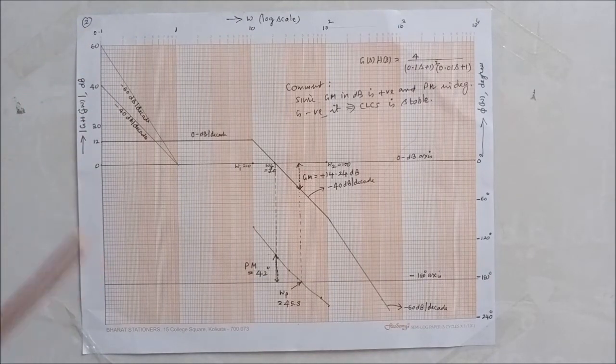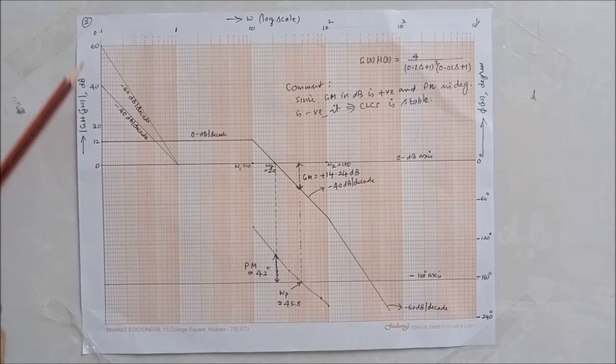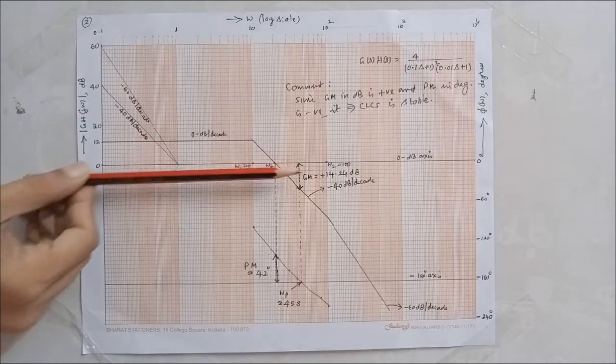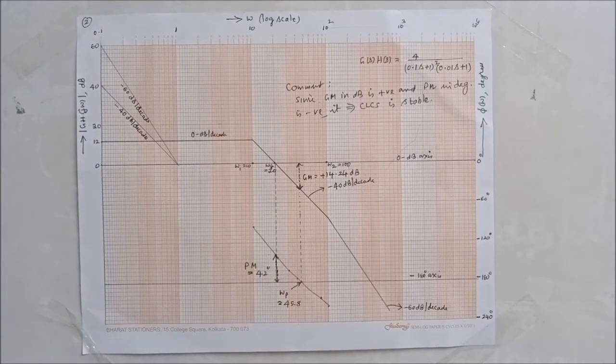I have taken the semi-log sheet. X-axis is omega in log scale. Y-axis is magnitude of GH of j omega in decibels. Magnitude is positive above the 0 dB axis, negative below the 0 dB axis. Do not confuse with the convention: above the 0 dB axis, magnitude is positive; below the 0 dB axis, magnitude is negative.